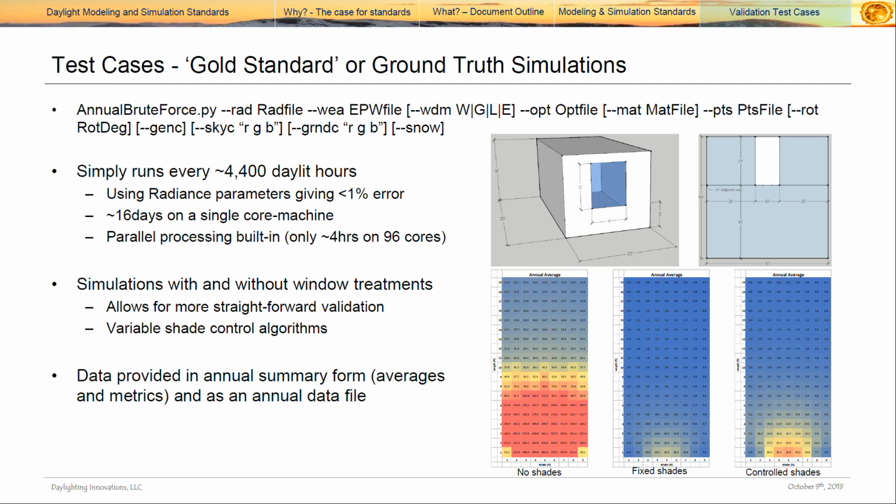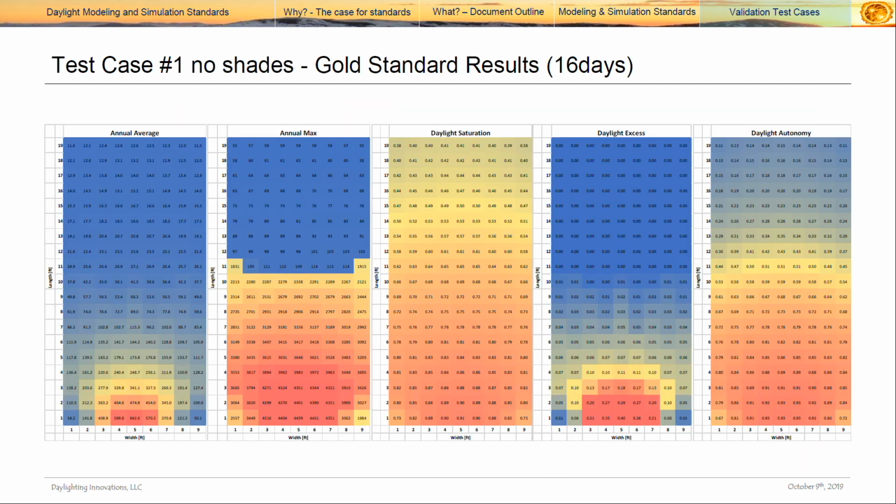We're doing these simulations with and without window treatments to just get rid of that factor, so that it doesn't muddy up the water. But then you can still look at different shade control algorithms by combining those two, right? So you can look at with and without, and we can still have validation for shade algorithms. The data will be provided in annual summary form, so annual averages and annual metrics, but also as a data file that has every 8,760 hour of the year that you can compare in a lot more detail.